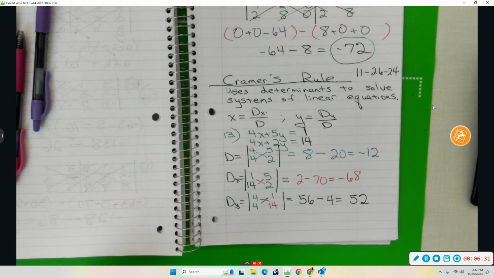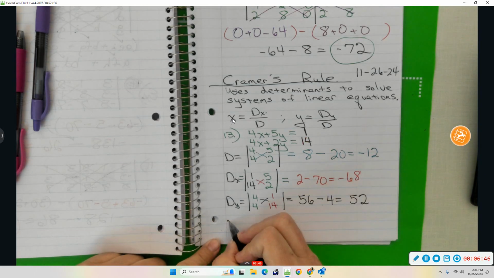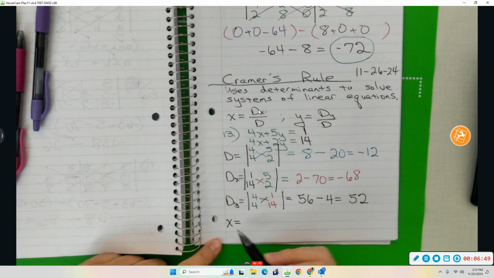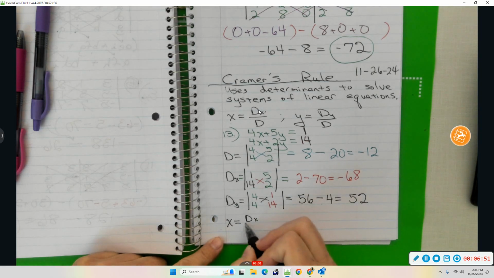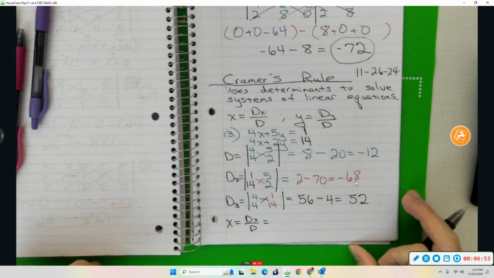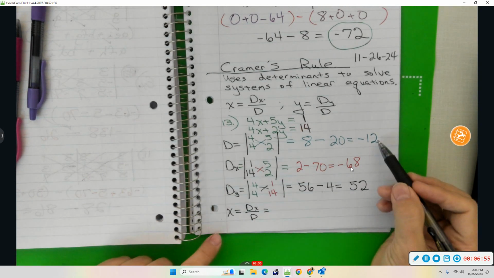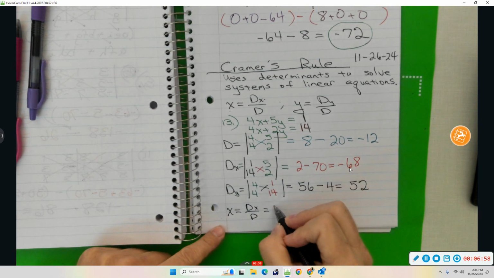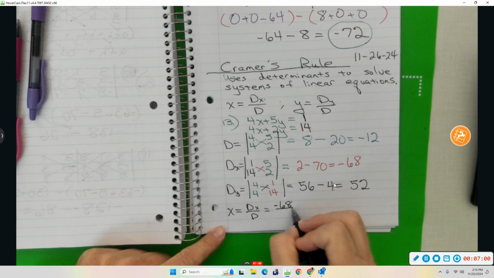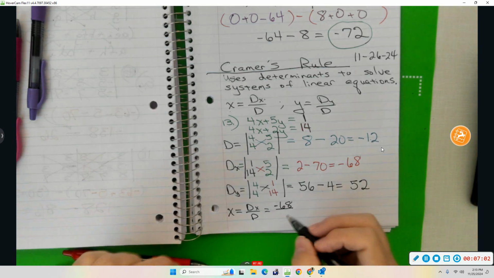Cramer's rule is nice because even if your answers are going to be messy fractions, it doesn't have any impact. If we get a messy x equals a fraction, we don't have to plug it back in to find y. It's all simply numeric calculations. And Cramer said x is equal to d sub x divided by d. So d sub x was negative 68 divided by d, which is negative 12.